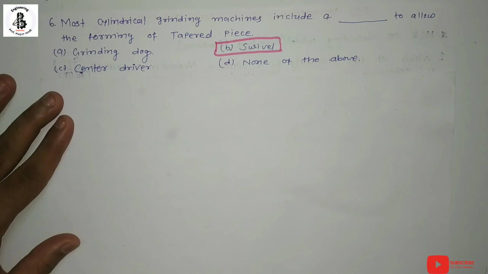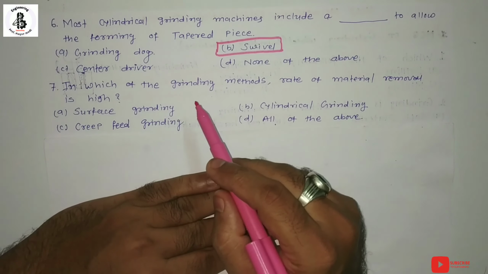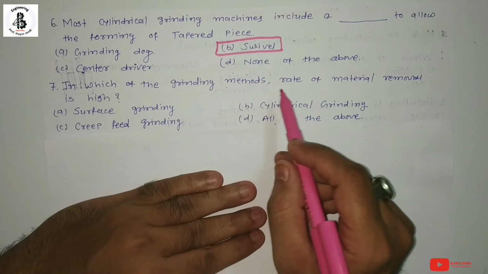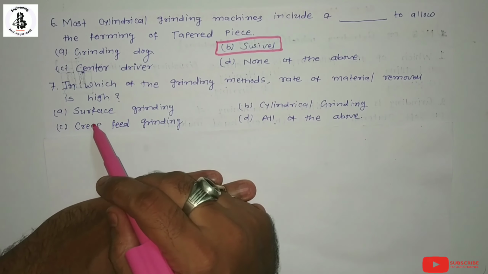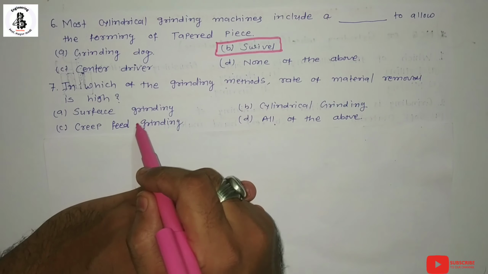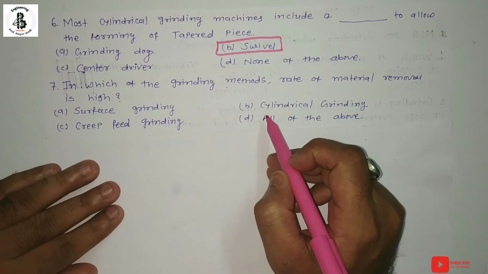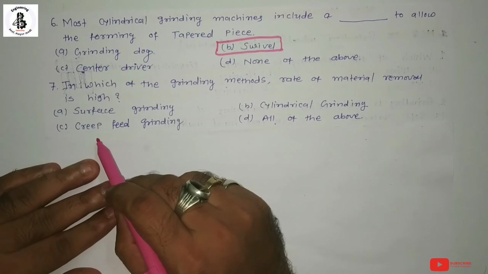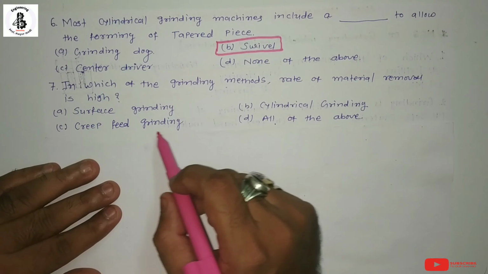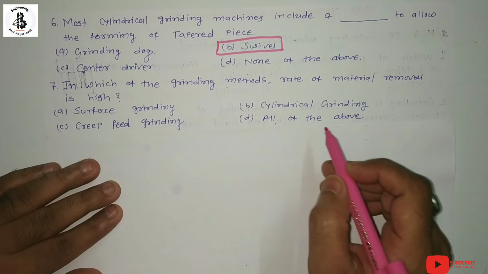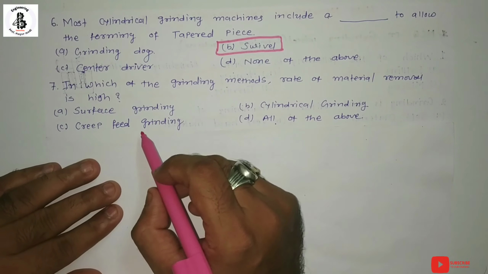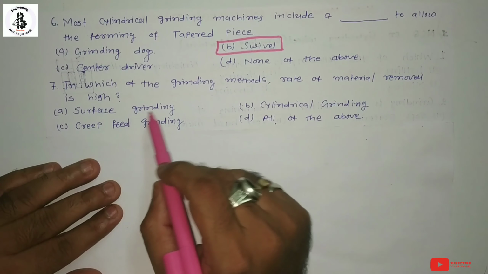The next question. In which of the grinding methods is the rate of material removal higher? Option A surface grinder, option B cylindrical grinding, option C creep feed grinding process, and option D all of the above. So according to the first option, surface grinding.